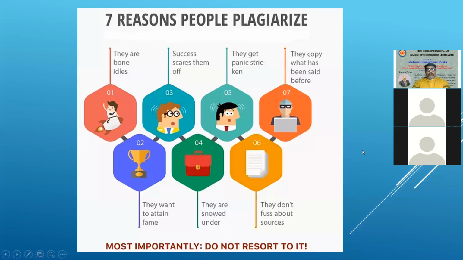Anyway, so 7 reasons people plagiarize generally. So you can see here 1, 2, 3, 4, 5, 6, 7. So they are born idols.